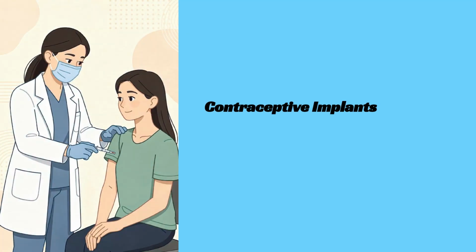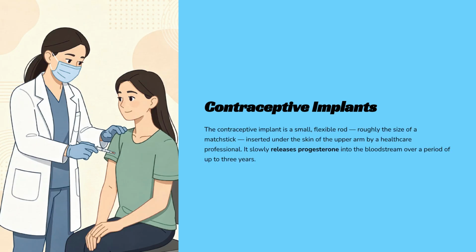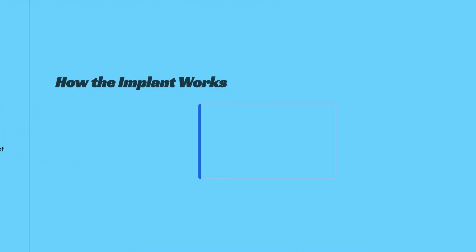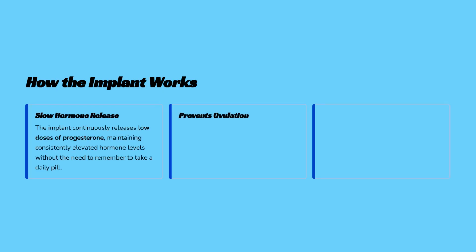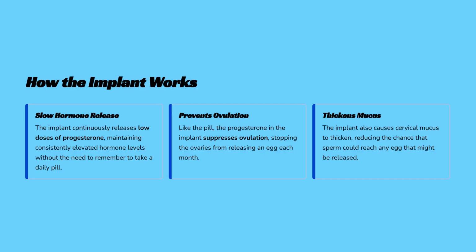Contraceptive implants are small, flexible rods inserted under the skin of the upper arm. They slowly release progesterone into the bloodstream over a period of up to 3 years. The implant works by providing a continuous, low dose of progesterone. This suppresses ovulation each month and thickens the cervical mucus, reducing the chance that sperm could reach any egg.